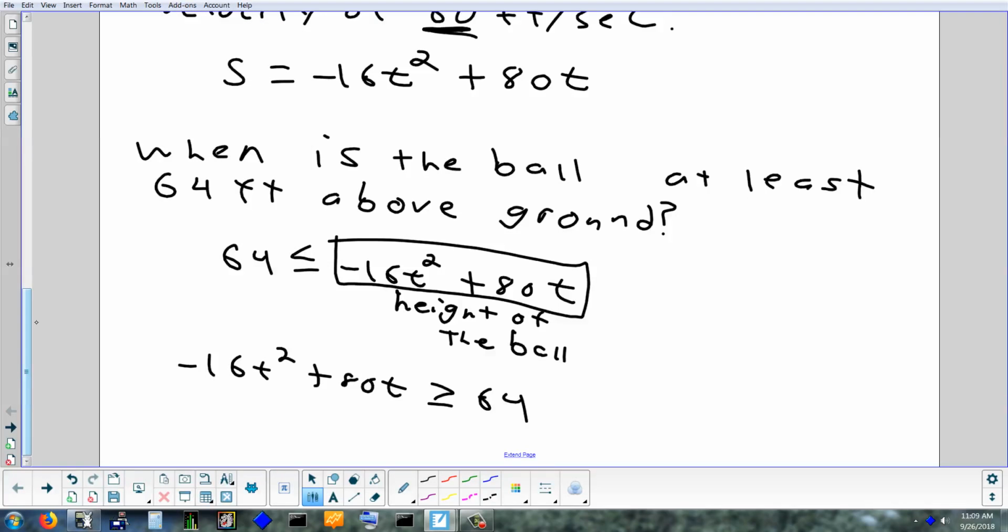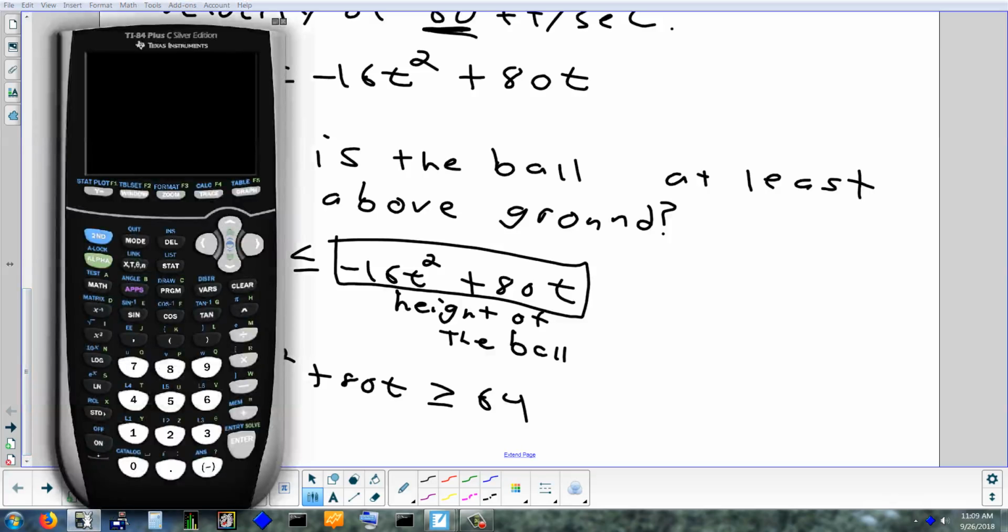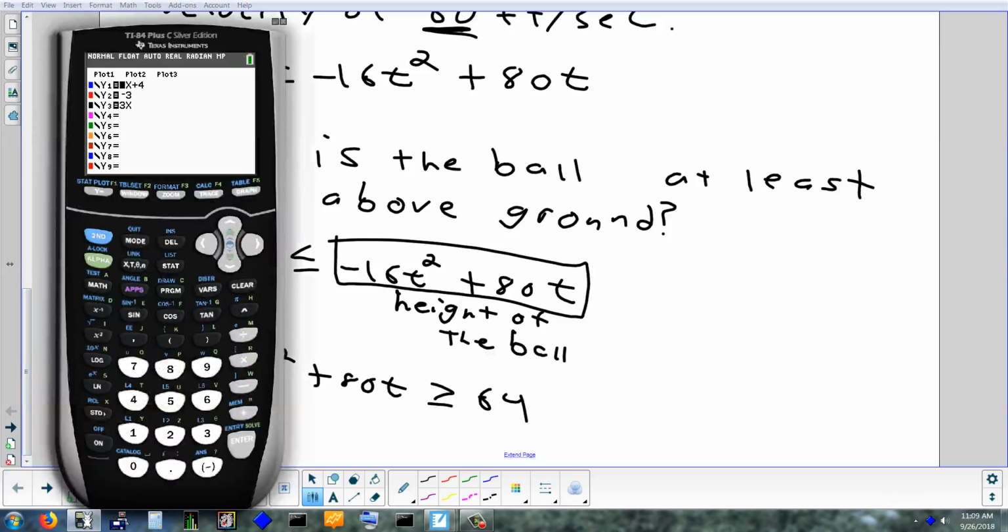So I'm going to graph what's on the left in y1. I'm going to graph what's on the right in y2. I'm going to use this one. It doesn't really matter which one you use. If you have anything else in there, just clear it. All right, so 64, negative 16x squared plus 80x. Now, I'm going to have a horizontal line at 64.